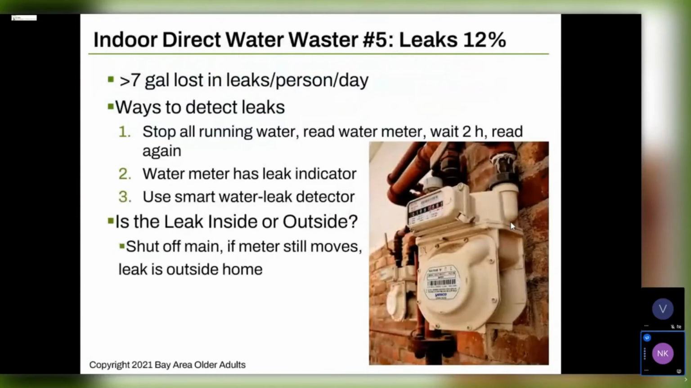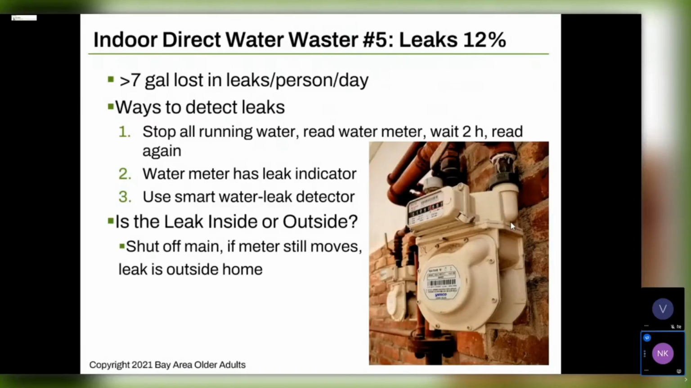Next, let's talk about leaks. The average American uses about 88 gallons of water per day. On average, 12%, or 7 gallons, is lost in leaks. First, you want to know if you have a leak.